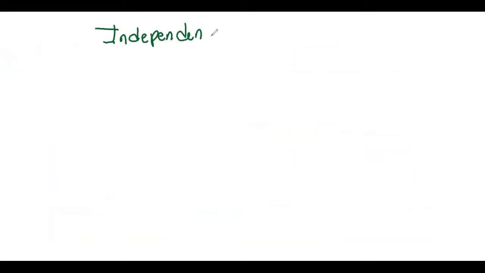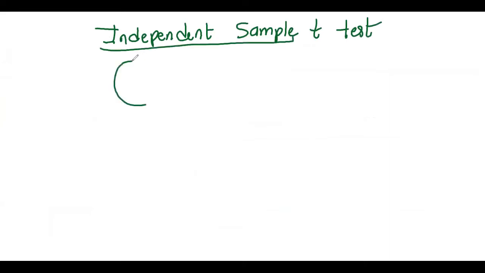Independent sample t-test. As we call it independent samples, here we have two different samples, and these two samples are assumed to be independent. The mean of the first sample is x1 bar, the mean of the second sample is x2 bar, right?